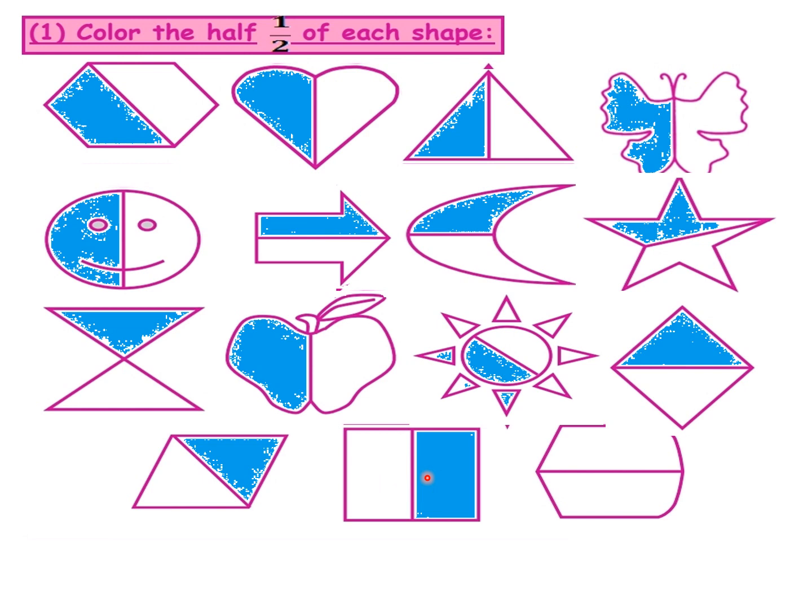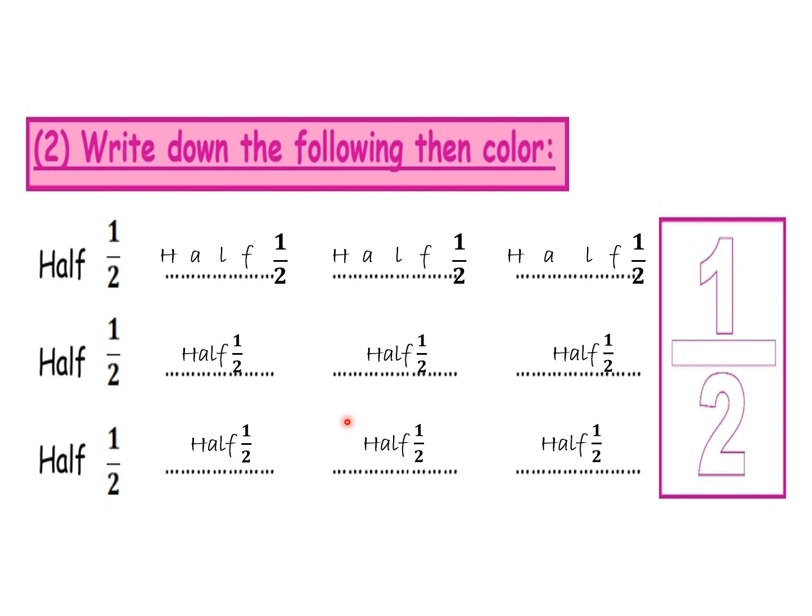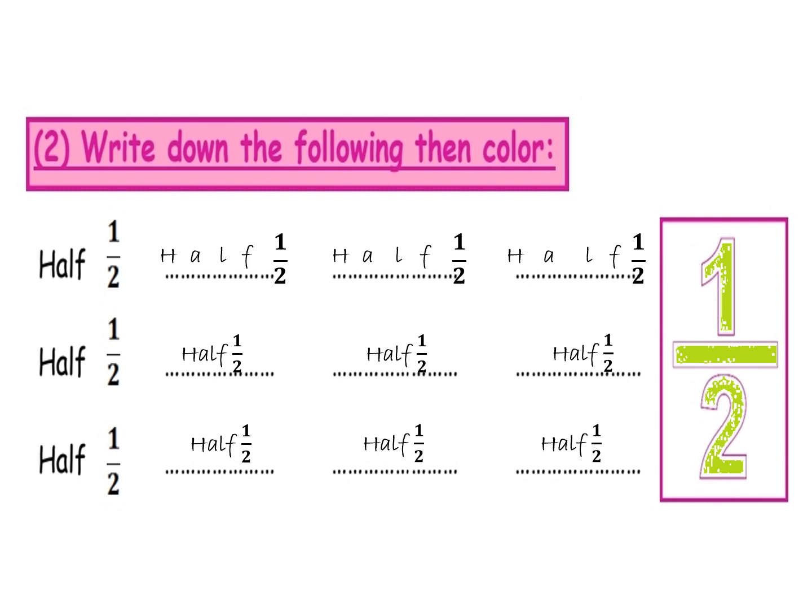1 part out of 2 is called half. Don't forget to write down here half, H-A-L-F, half, and so on. So I'm going to color this here. This is called half.